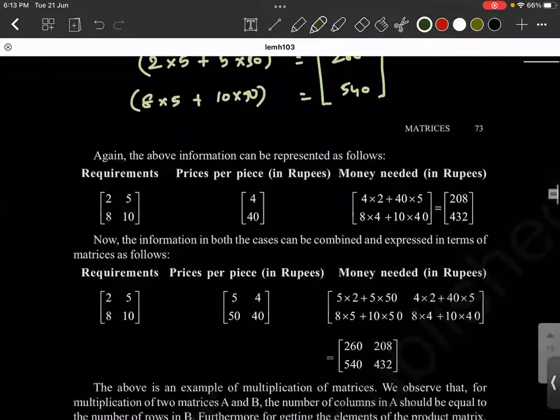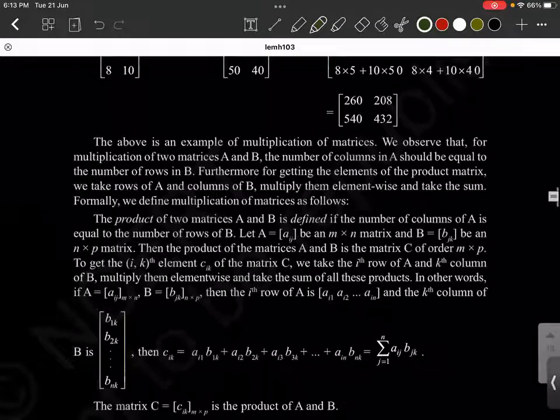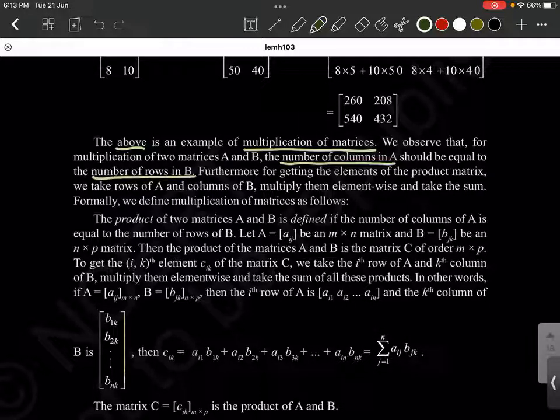Let us see how the statement is written. The above example that we have considered is an example of multiplication of matrices. We can observe that for multiplication of two matrices, the number of columns in A should be equal to the number of rows in B. Please make a note of this. For multiplication of two matrices A and B, the number of columns in A should be equal to the number of rows in B.